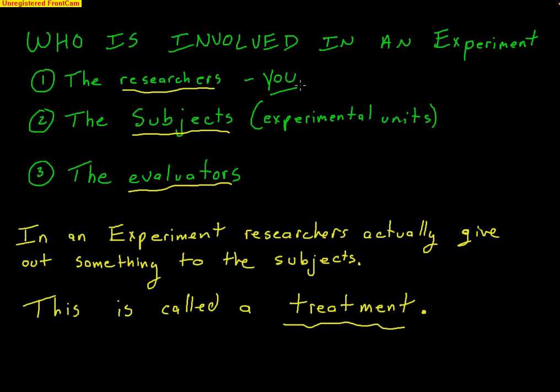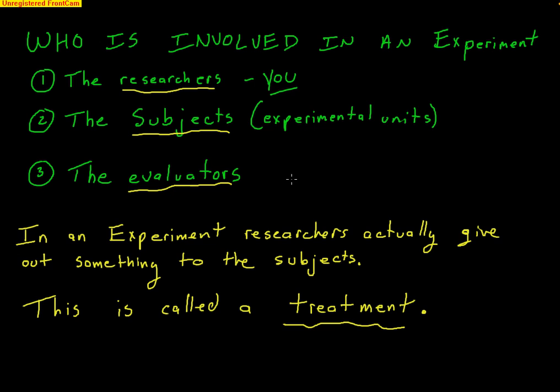Then you have your subjects. Now, the subjects are the people that are actually going to be involved in your experiment. Now, they're not always people, so oftentimes we refer to them as experimental units. Subjects are really only if they're people, but it could be land, it could be dirt, it could be trees, it could be animals. It could literally be anything that you could experiment on. So in that case, we'd call them experimental units.